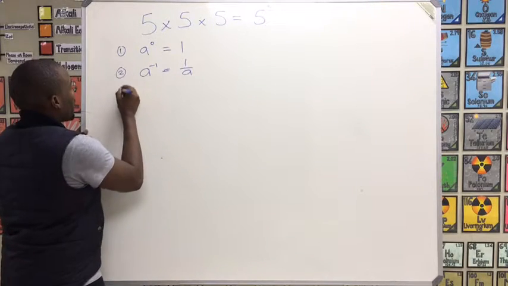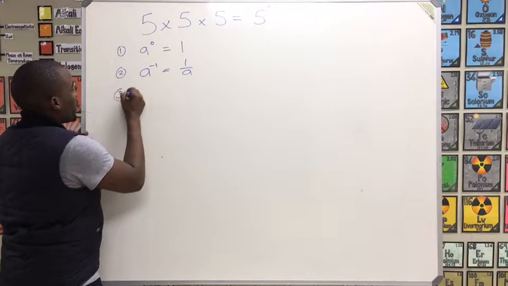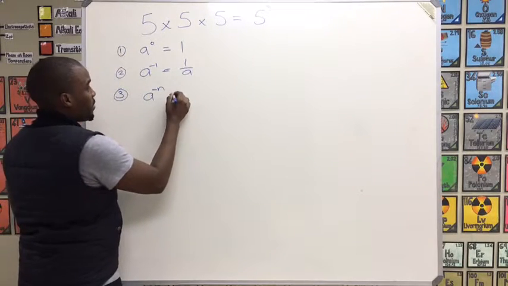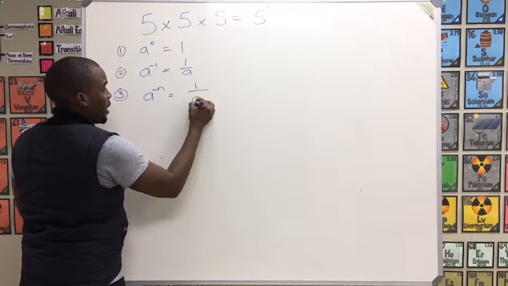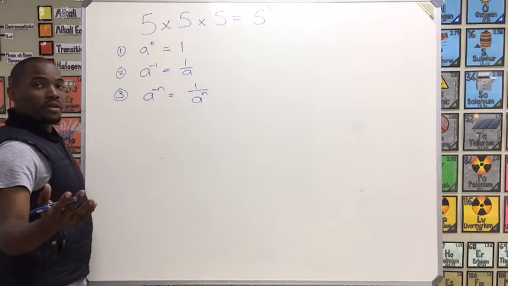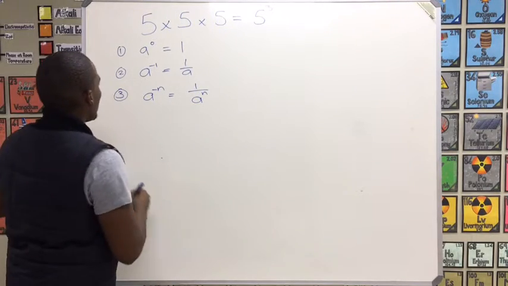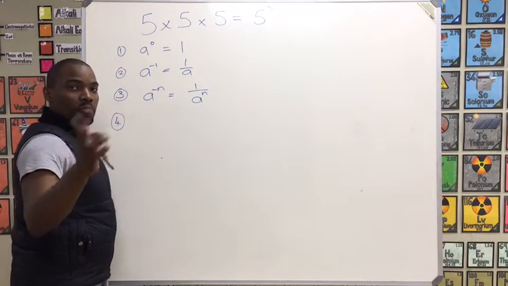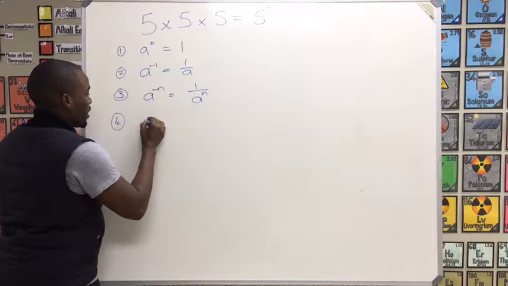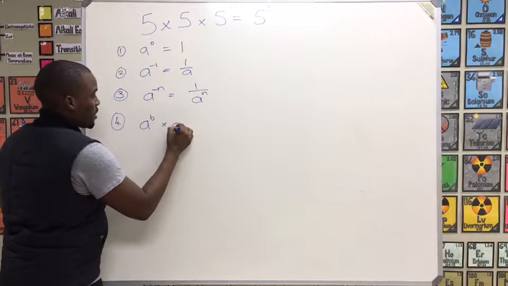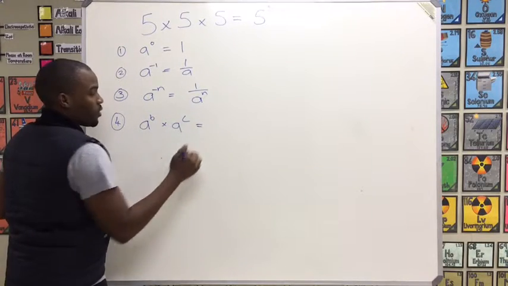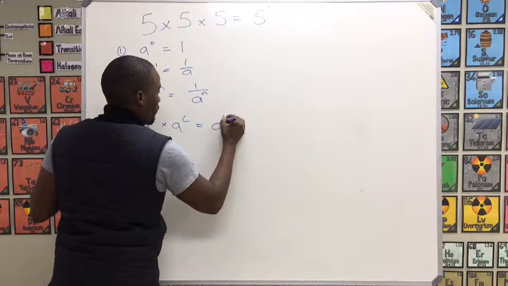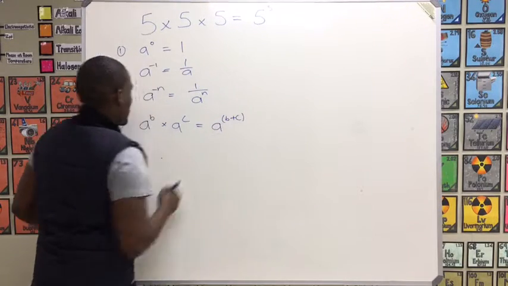And then another version of this one is a to the power of, let's say, -n. That's simply going to be 1 over a to the power of n. Simple enough. The next one we can look at is when we take two of the same bases multiplied together. If we said a to the power of b times a to the power of c, then we simply add the exponents. So we get a to the power of b plus c.